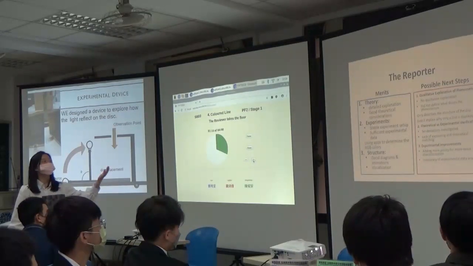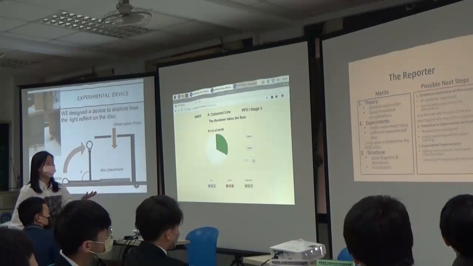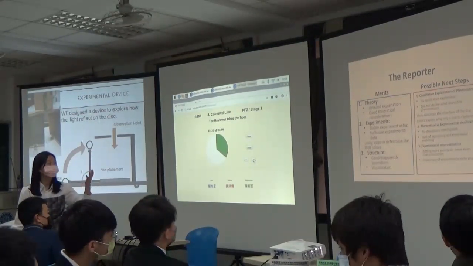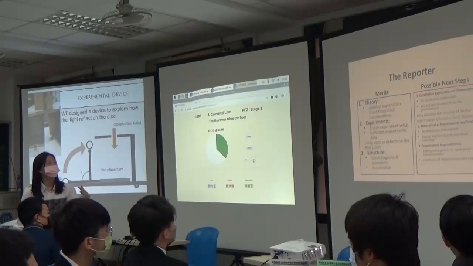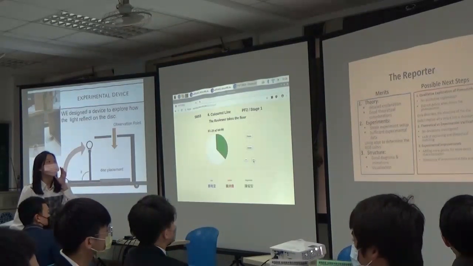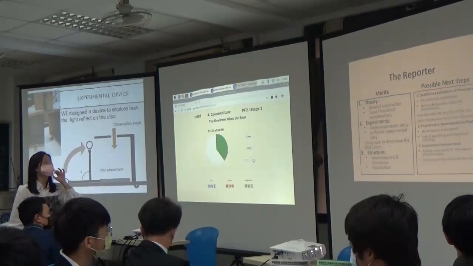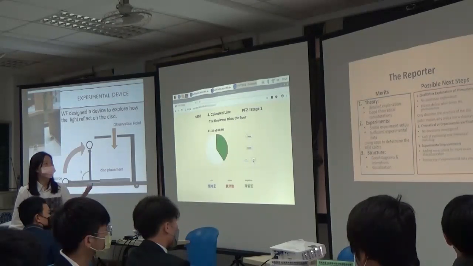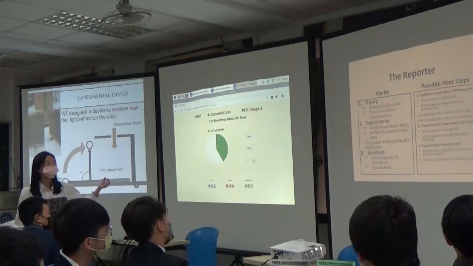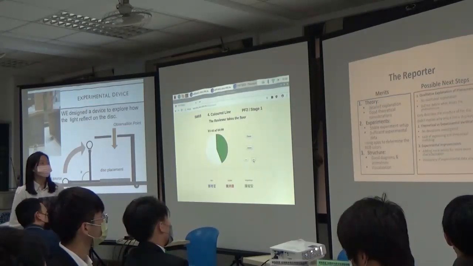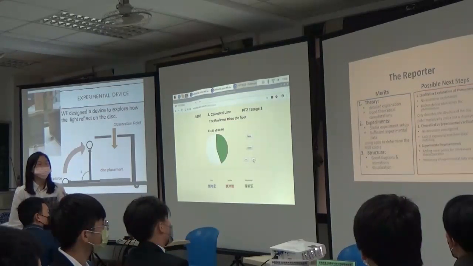And next, the merits and possible next steps of the reporter. For their theory, they had a detailed explanation and good theoretical considerations, but they could improve the qualitative explanation of their phenomenon, since there is no qualitative explanation and they did not define what drives the phenomenon. For their experiment, they had sufficient experimental data, but they could improve the linkage between their theory and their experiment. For their structure, they had good diagrams and animations, therefore a better visualization for the audience.